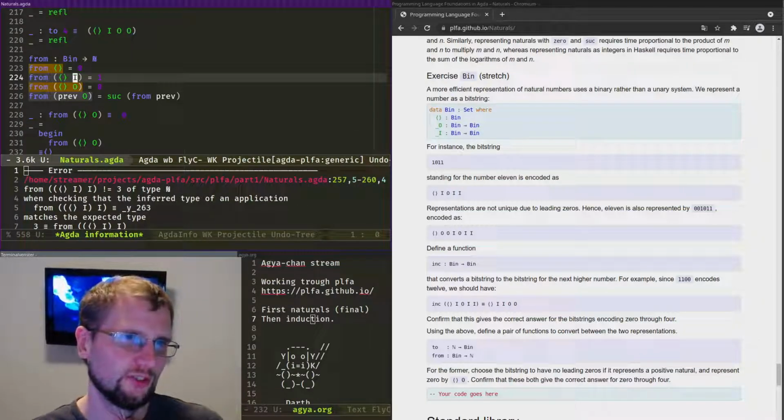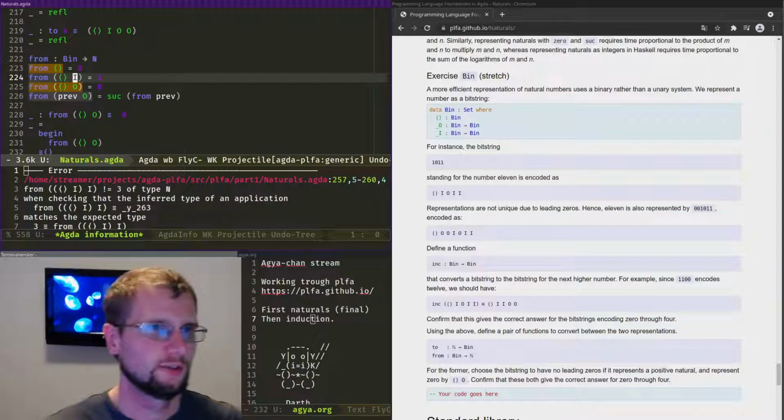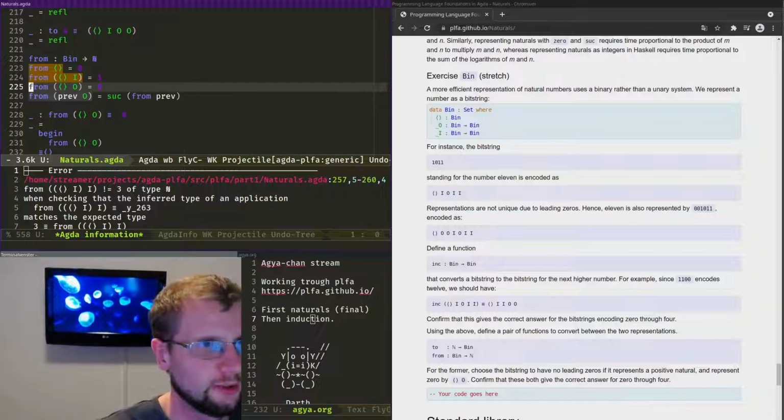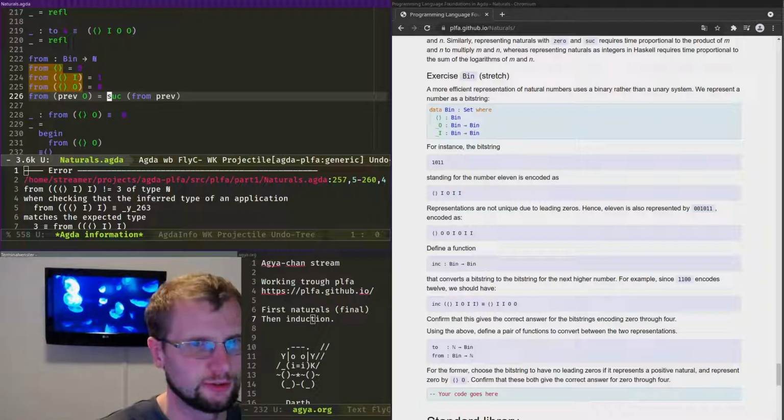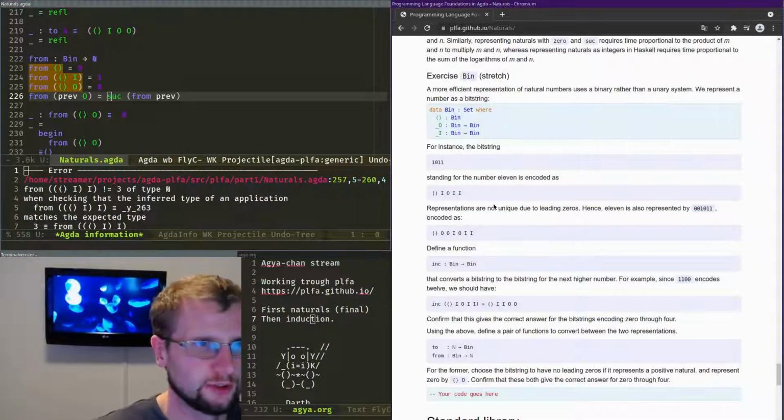So you start with the representation of 1 and the representation of 0. And then, you know, we just do... how are you going through that again? So you're starting from there.